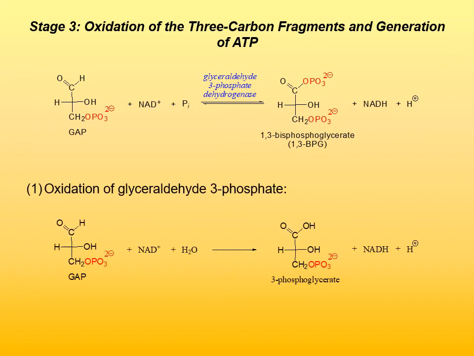This reaction involves two steps. The first step is oxidation of glyceraldehyde 3-phosphate to 3-phosphoglycerate, and this is a favorable reaction. It has a delta G of minus 50 kilojoules per mole, so an extremely favorable reaction.